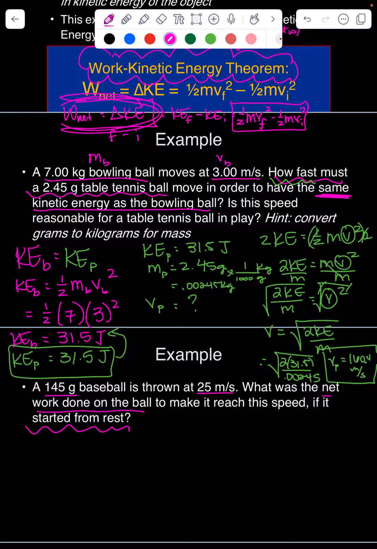All right, so we have the mass of the baseball is 145 grams. Now, that big red flag should be going up. Ding, ding, ding. Mass cannot be found in grams. It has to be found in kilograms. So we divide it by 1,000, and we do get a mass of 0.145 kilograms. We have to remember that. Now, we know it was thrown at 25 meters per second, so that's our velocity, and I want to find the work done on it.